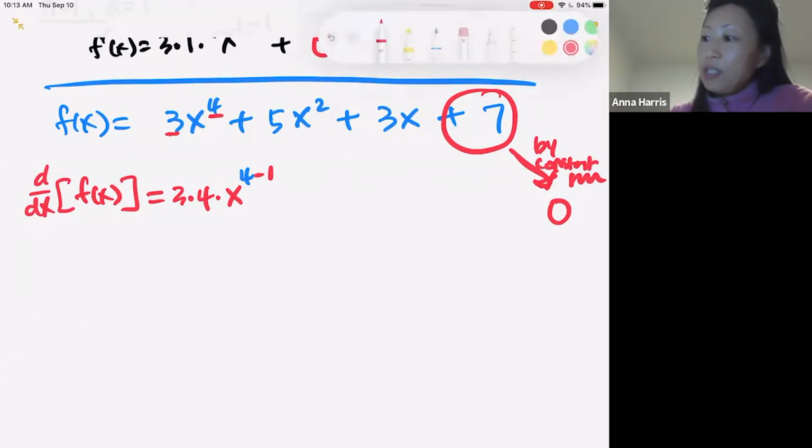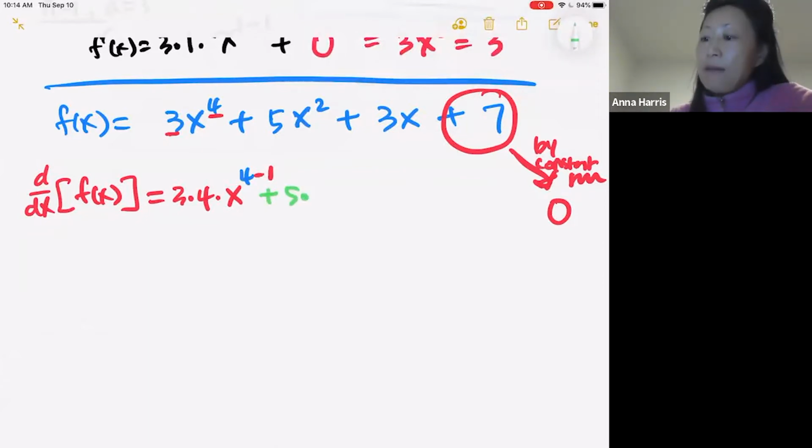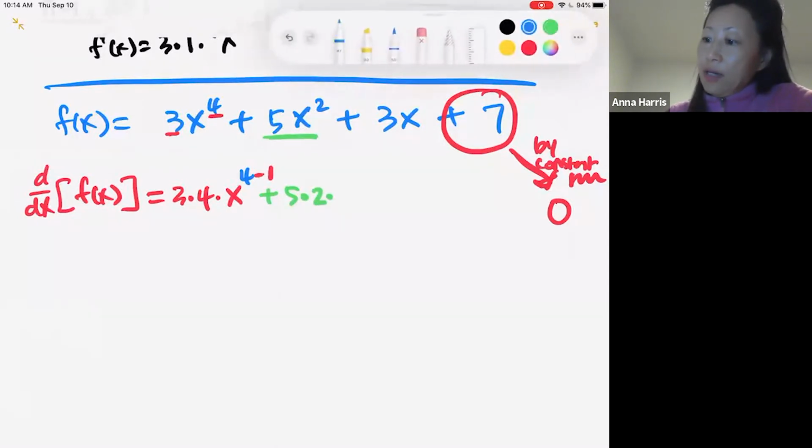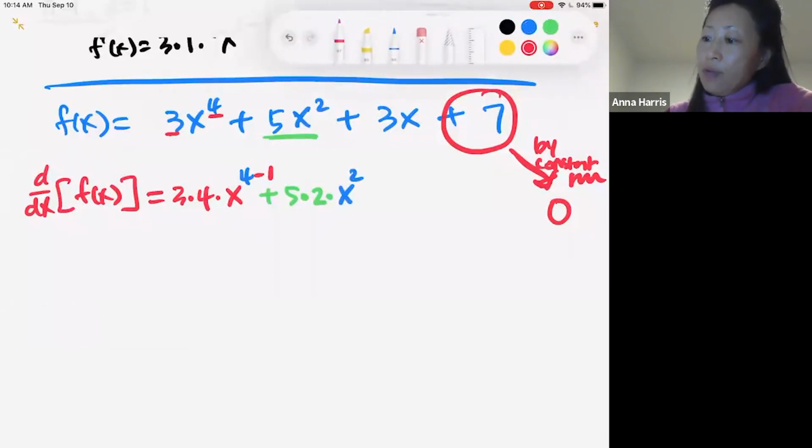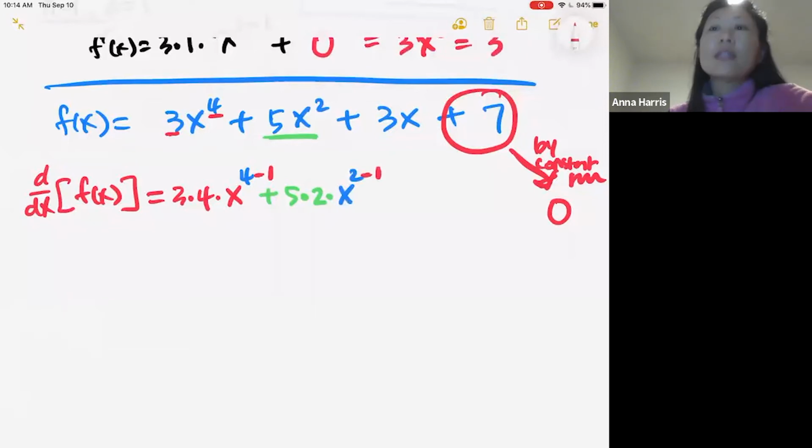What's the next one? Somebody tell me what's the next one I need to do. 5 times which number? I'm doing this one now. 5 times what? Can somebody tell me what I need to do? 2, that's right, the a times n, that's exactly right. 5 times 2 times x to the 2 minus what, class again? 1. Okay, what's the next one?